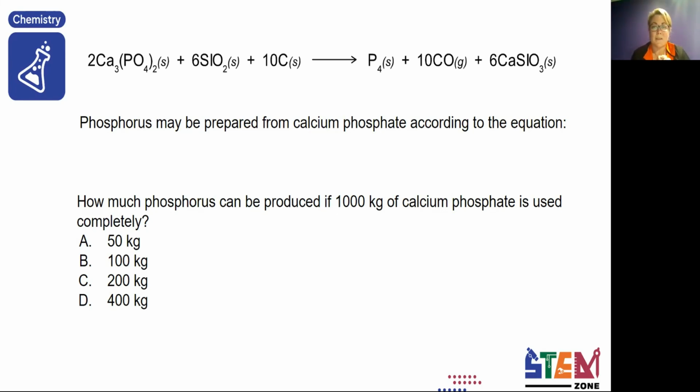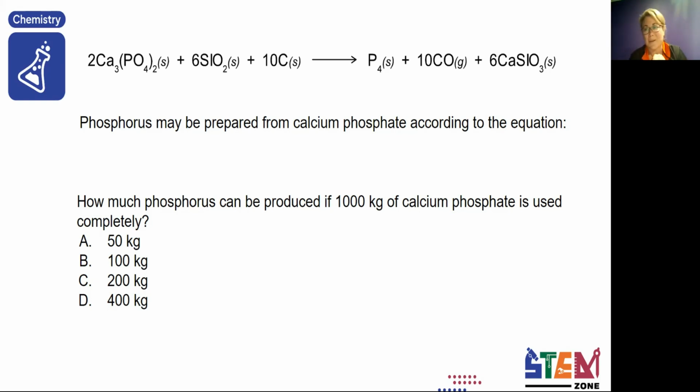Phosphorus may be prepared from calcium phosphate according to the equation above. How much phosphorus can be produced if 1,000 kilograms of calcium phosphate is used completely? All right. Now, that might not seem like much. We've only got one value, but it's a mass.